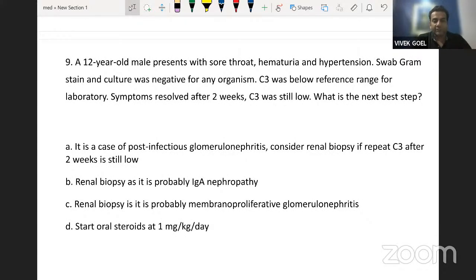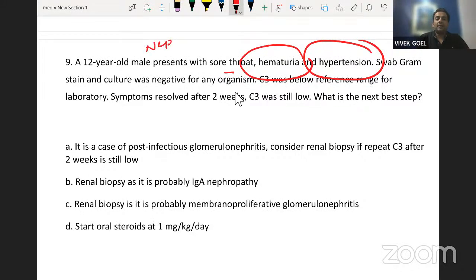Now, a very important next question is a 12-year-old male who presented with sore throat, hematuria, and hypertension. So there is a sore throat, there is hematuria, and there is hypertension in a young male. Of course, this is none other than a nephritic syndrome. The swab gram stain and culture were negative. C3 was below the reference range, so the C3 was low. Symptoms resolved after 2 weeks. So it was an acute nephritic syndrome, probably caused by post-streptococcal glomerulonephritis. After 2 weeks, the symptoms resolved, so it was actually a self-resolving disease. But C3 was still low. What is the next best step?